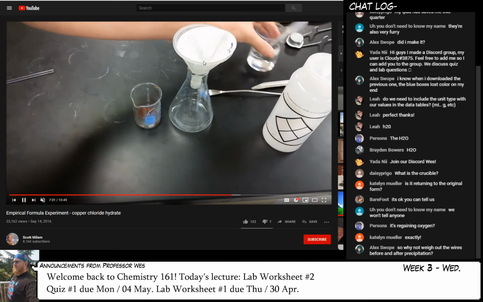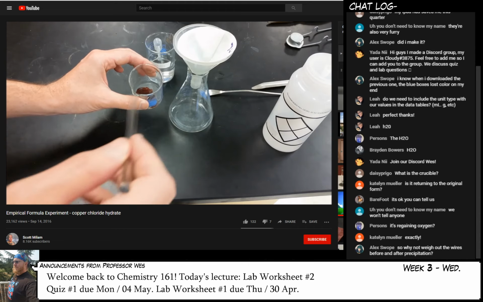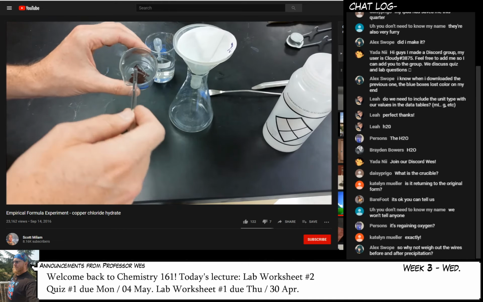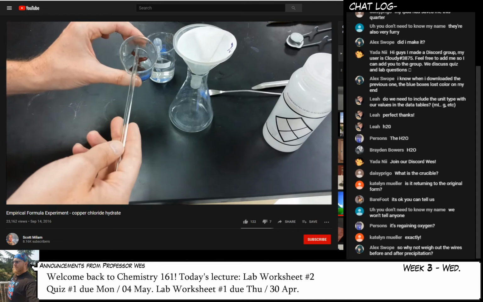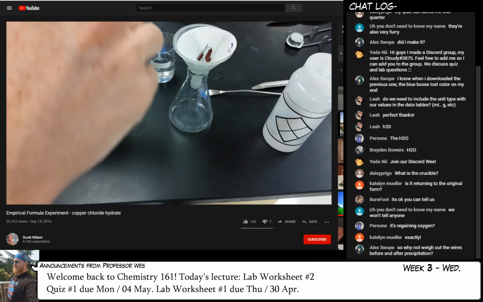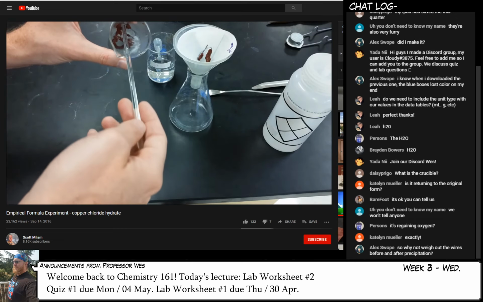The reason that we're not going to weigh the wires before and after precipitation is because the wires dissolve, so their mass changes. Because the aluminum is part of the reaction, as the aluminum reacts with the copper, the aluminum wire actually deteriorates and becomes part of the liquid. So if we weighed it, we would get more copper but less aluminum. And aluminum and copper atoms don't weigh the same thing, so it's not exchanging one for one.